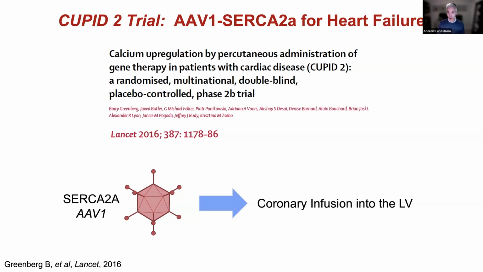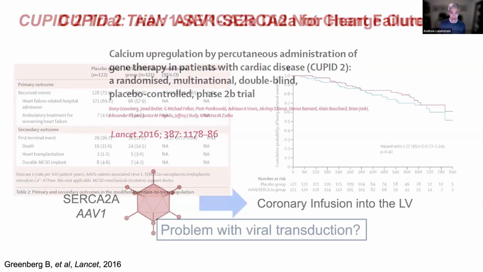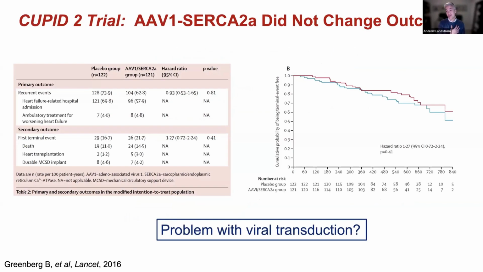And all the preclinical models looked great. They actually went all the way to a phase 2b clinical trial, and they gave adenovirus with SERCA2 into the coronary arteries of people who had heart attacks and heart failure. And essentially what they found was it didn't seem to matter. The individuals who got the placebo and the individuals who got the SERCA2 had the same number of cardiac events, had the same survival. It didn't seem to have any benefit.